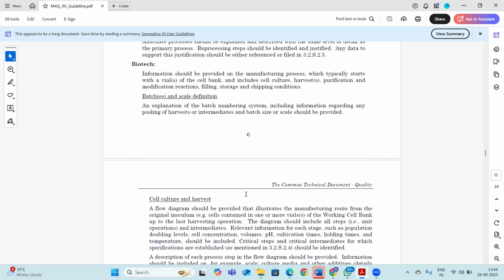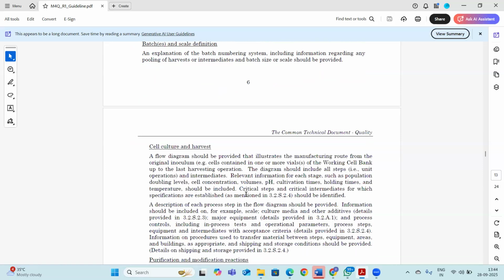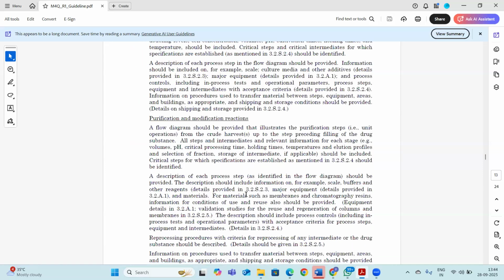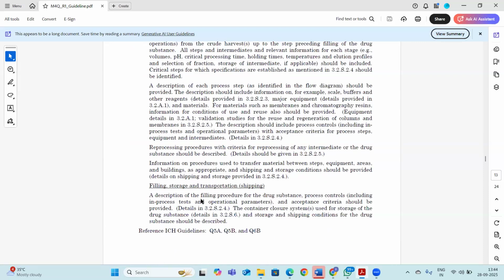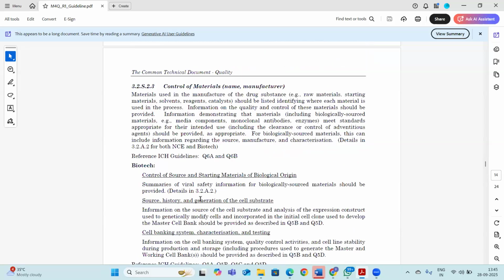Batches and scale definition needs to be submitted. Data related to cell culture and harvest in a flow diagram should be submitted. Purification, modification, reactions. So the data for biotech products is way too much and way too extensive. Therefore, when we were talking about QoS, we mentioned that yes, 80 pages can be submitted when a product is a biotech product and if there are complex manufacturing processes involved, right? So as you can see, there are a lot of data that needs to be filled in for biotech product.